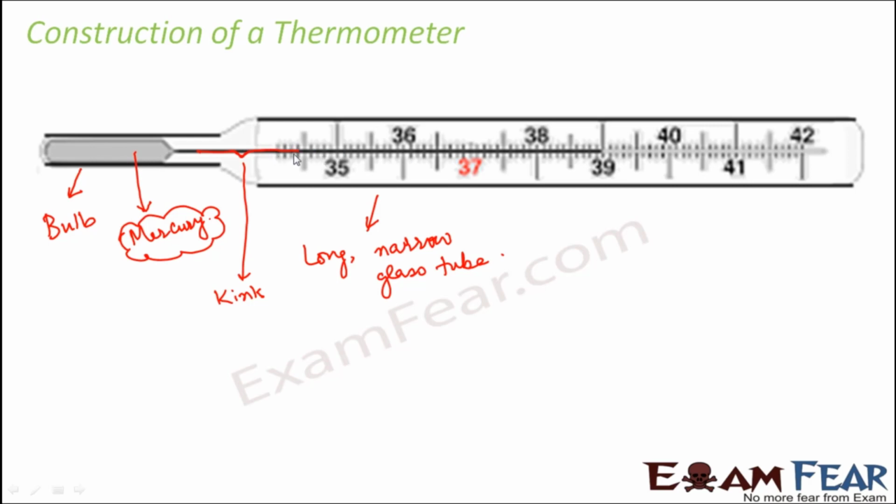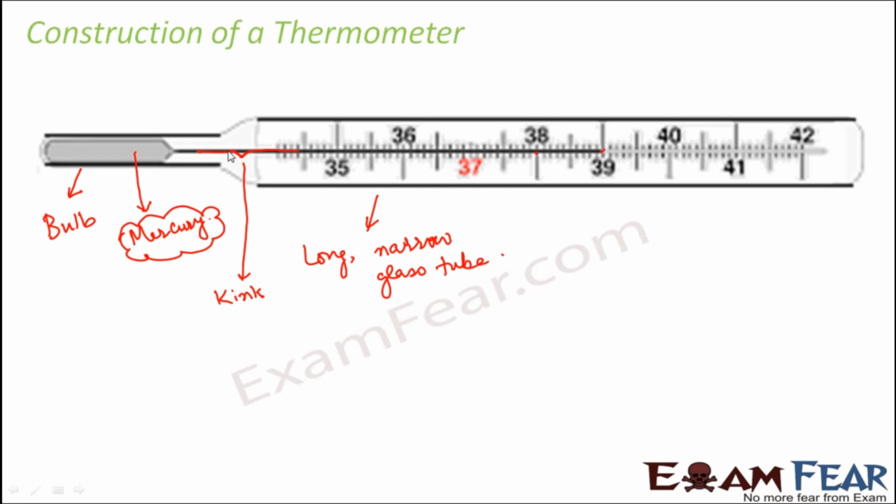Once the mercury level comes down, then you put this thermometer under the tongue of the patient. And then what happens? The mercury expands and therefore the level will again rise. Maybe it will go up to here or here or here. You measure the temperature and then the mercury will not fall back on its own. Why? Due to the presence of this kink. So this kink doesn't allow mercury to fall back on its own.